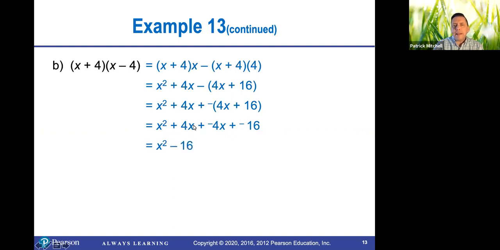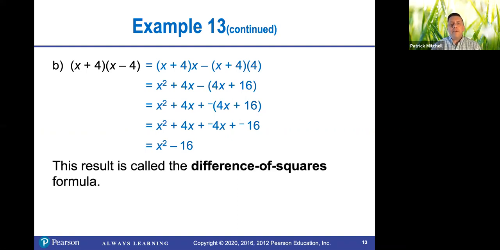And now I can add these two terms together. They add up to 0 because they're opposites. And that leaves us with x squared minus 16, as you remember from your beginning algebra class. This result is called the difference of squares formula. And we'll talk about that again in a little bit.